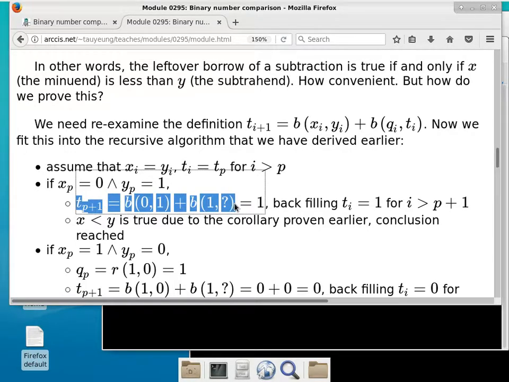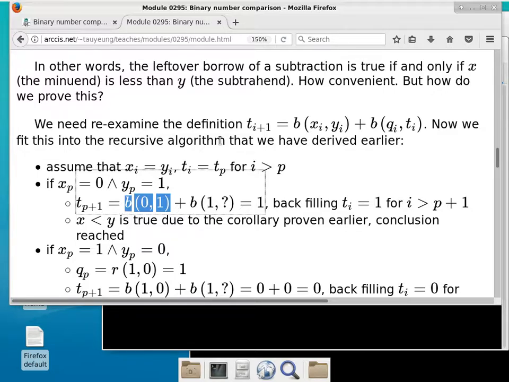Okay, so we look at this equation here and go, okay, we're plugging in P in the place of i. That's what we are doing. Is that okay? Now we know xi is a 0, we know yi is a 1. So what is b01? Does anyone remember the borrow function? It is not x and y. So in this case it becomes not 0 and 1, or not false and true. What is the result of that conjunction? True.